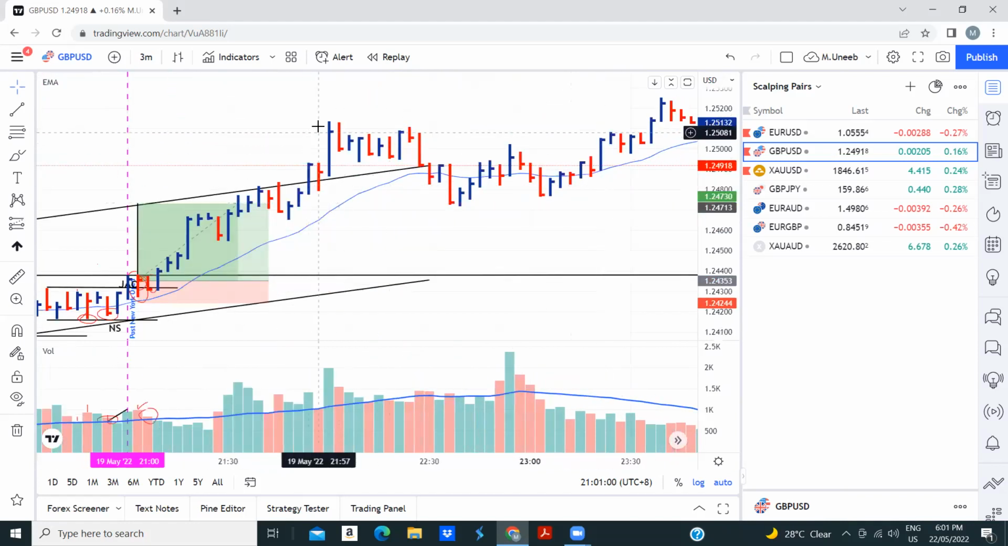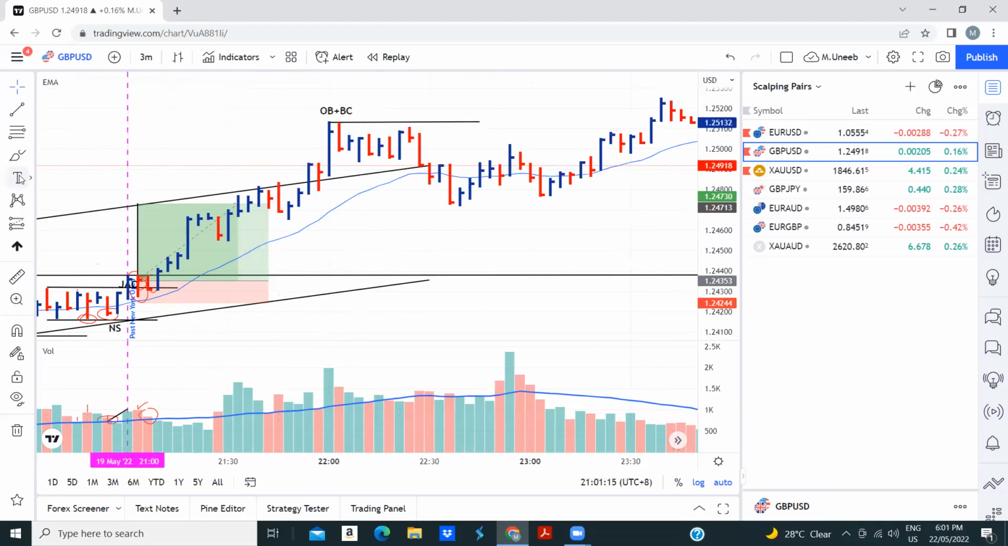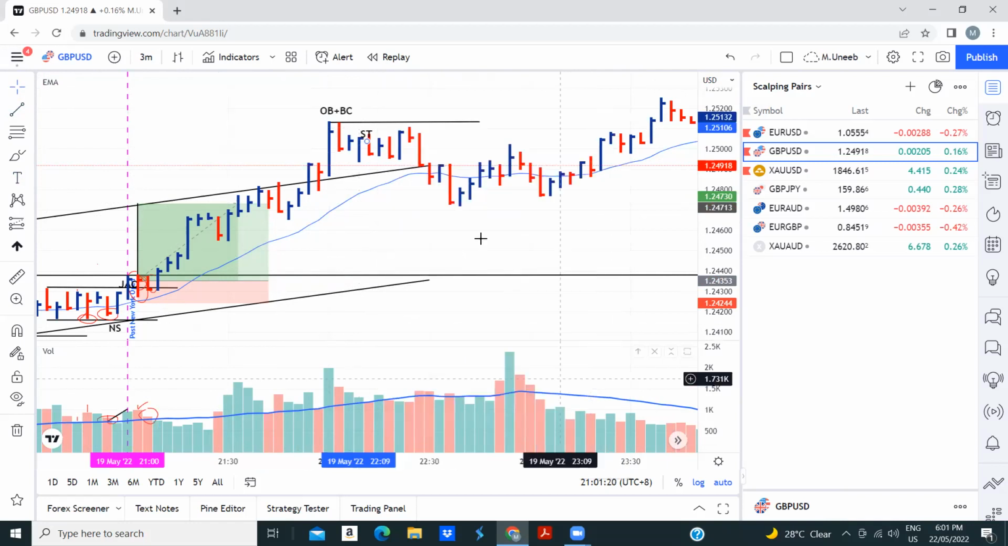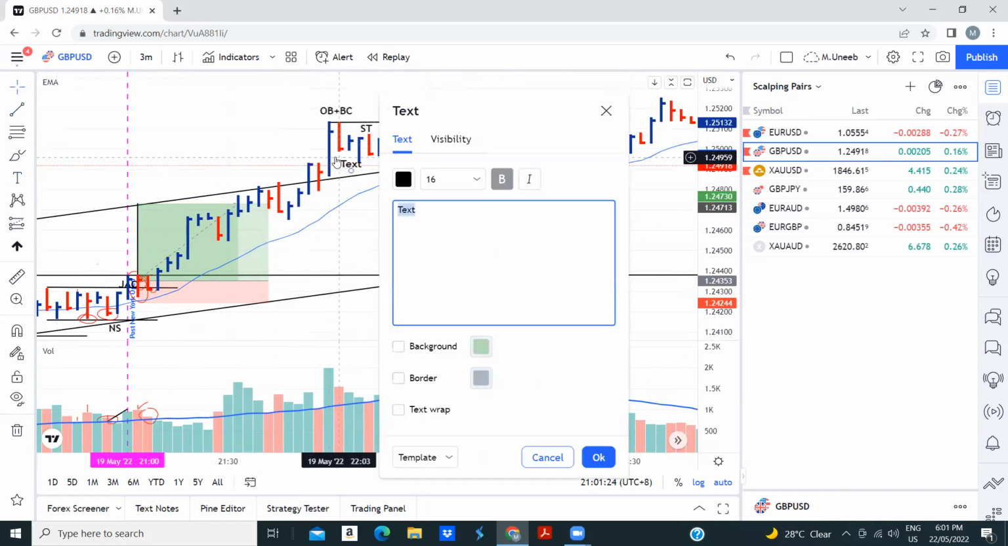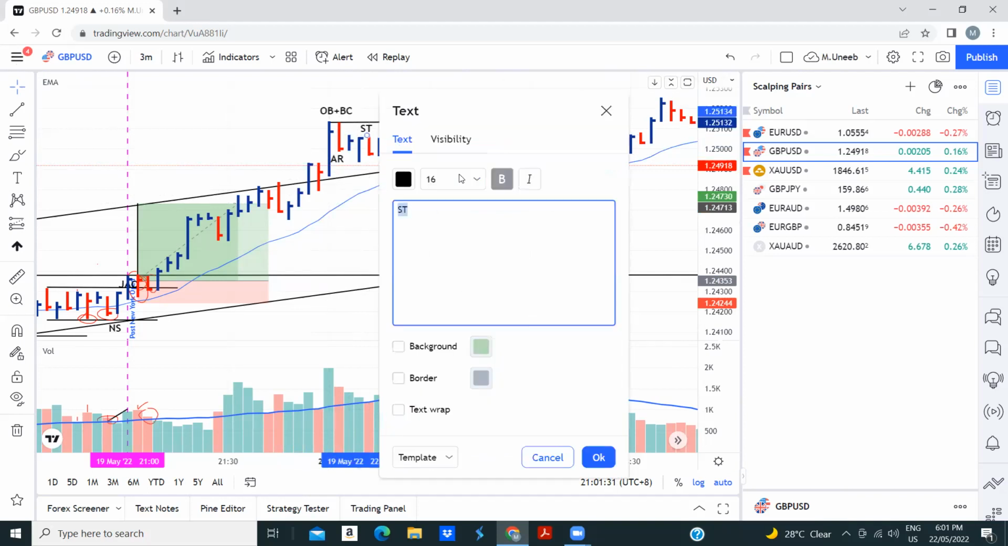So now, after we observe the overbought, what do we see here? Let's suppose it's overbought here. This is our, what do we see? Overbought plus buying climax. How about this one? Secondary test. And this one, AR, right? Okay, AR.